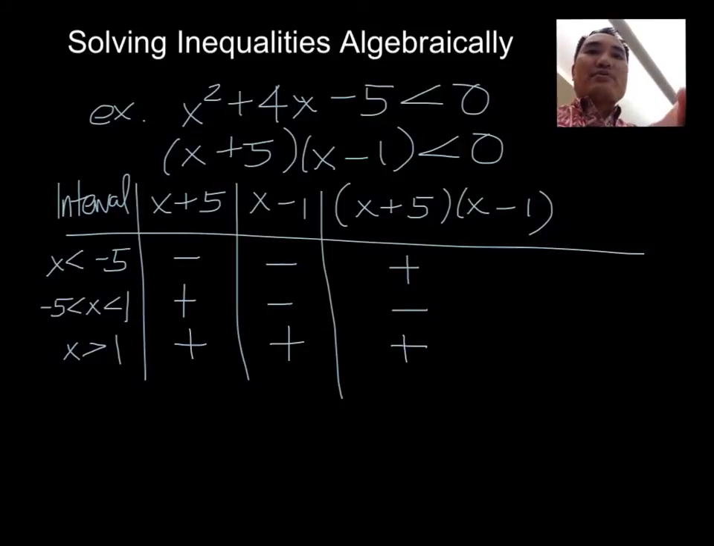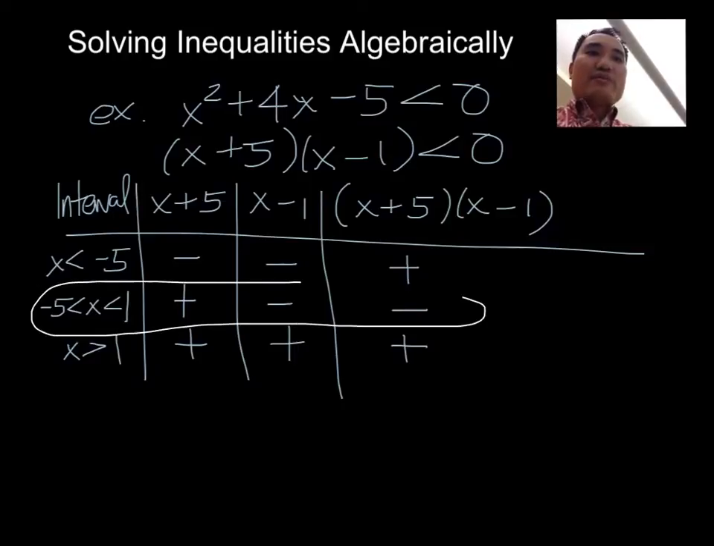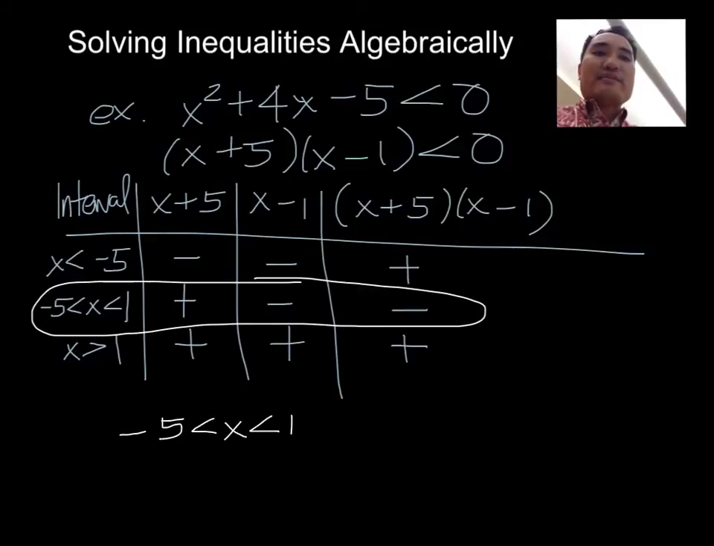Now looking back at our original problem, we want our result to be less than 0. So that means that what we want is this middle case right over here, because that's when the final result is negative. So our answer is going to be negative 5 is less than x is less than 1.